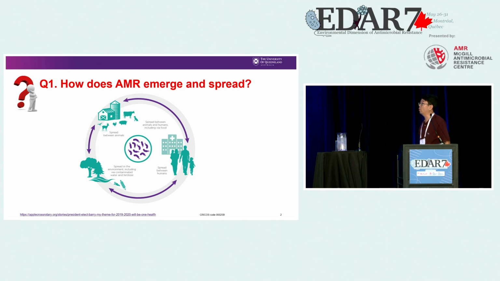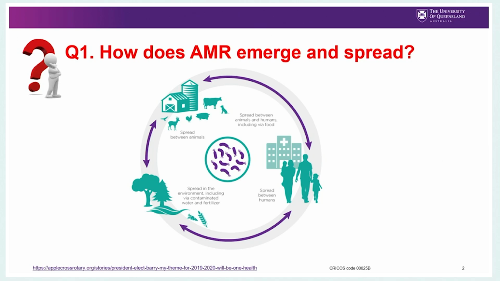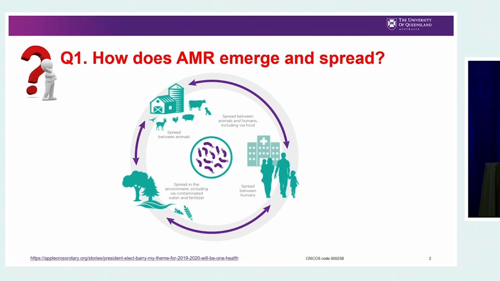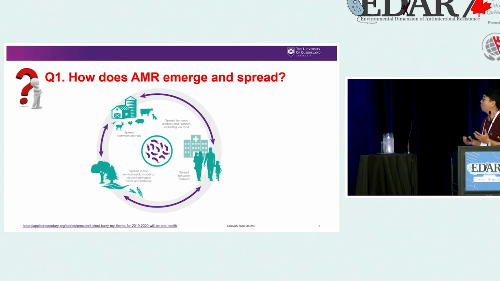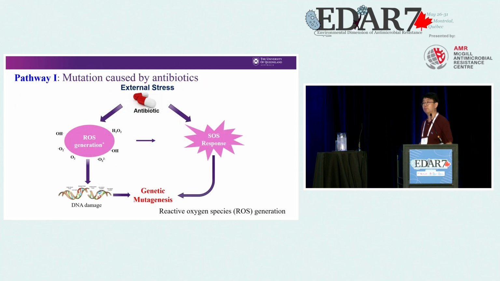First question I want to ask: how does AMR emerge and spread? Actually, ARB or ARGs don't need a passport. They don't even need a visa. They can transfer from Australia to Canada, from Canada to Europe to Africa. That's why, in order to address AMR, we need a One Health approach. From the microbiology point of view, there are 3 major pathways that cause AMR transmission.